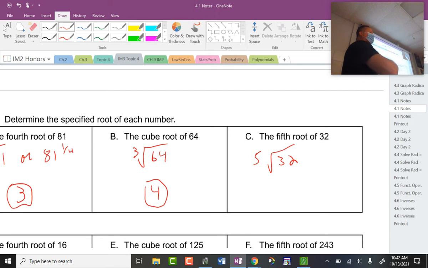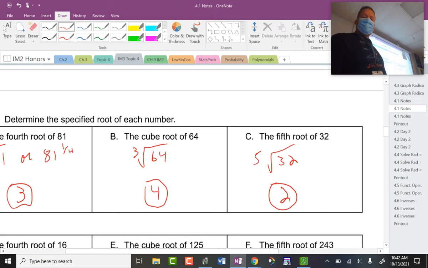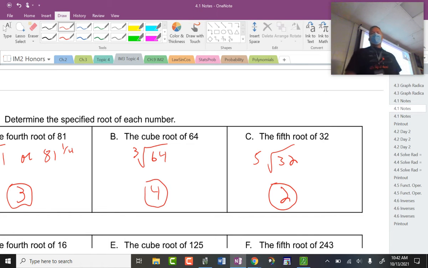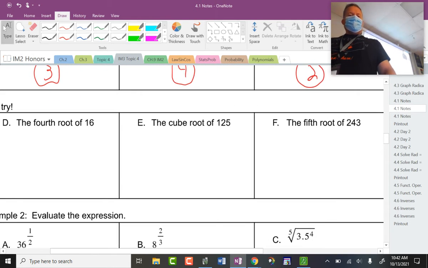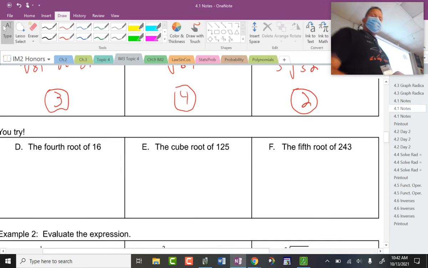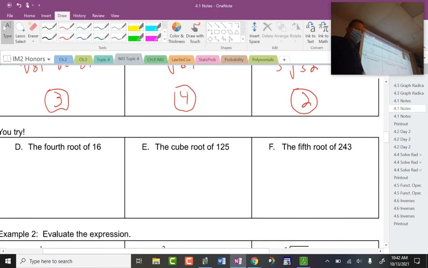What's the answer for the next one? 3, 2, 1, go. 2. 2 times itself 5 times equals 32. So the fifth root of 32 is 2. All right, so it's just evaluating today, looking at and understanding radical notation, and going from there. Okay, let's do verbal responses if you don't want to write this down. Fourth root of 16, 3, 2, 1, go. 2. Cube root of 125. Take a wild guess. It's a nice even number. 3, 2, 1, go. 5.